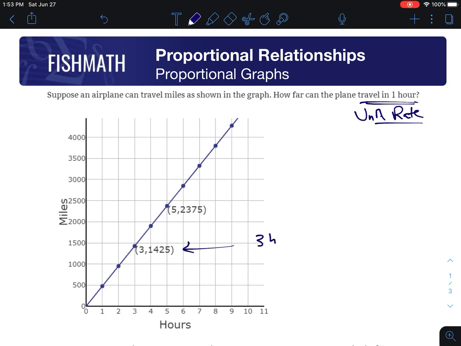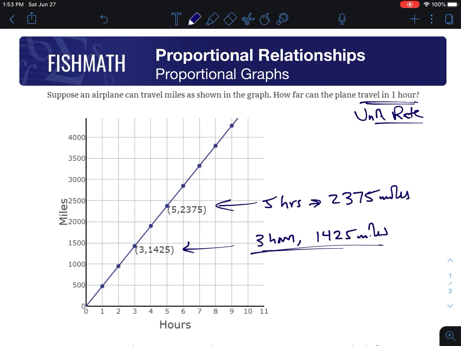The first coordinate here says for 3 hours, the plane can travel 1,425 miles. Or we could use this one that says in 5 hours, the plane can travel 2,375 miles. So either one we can use to find the unit rate. It actually doesn't matter. Just pick one. I'm going to pick the one with smaller numbers just because for me that's a little bit easier.